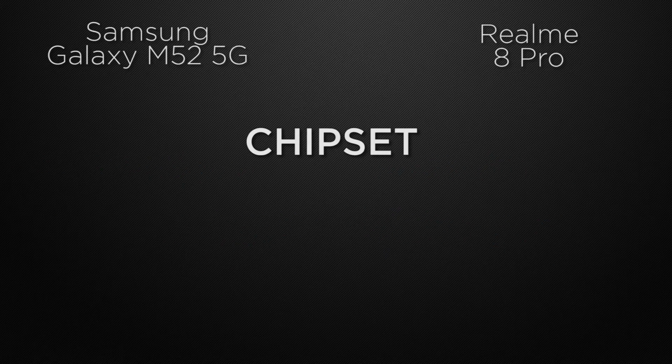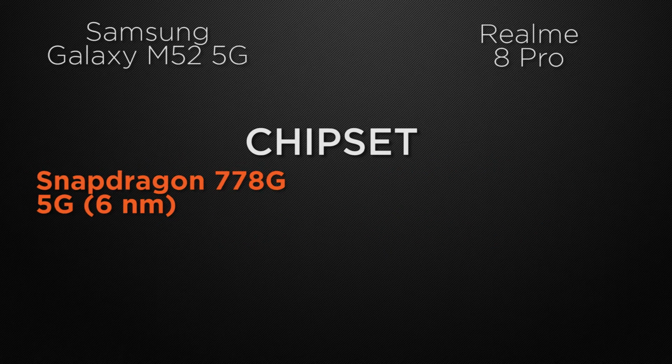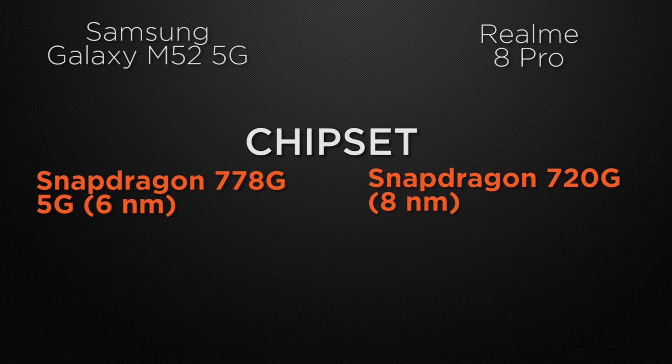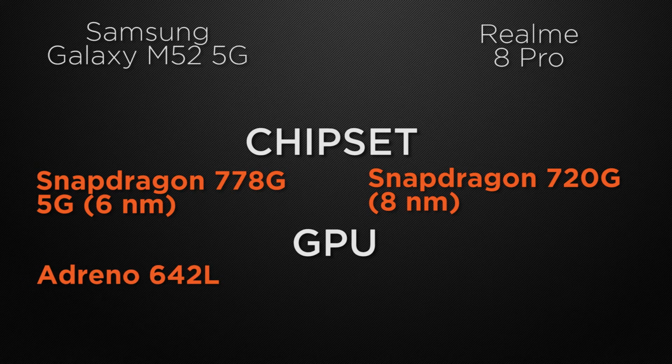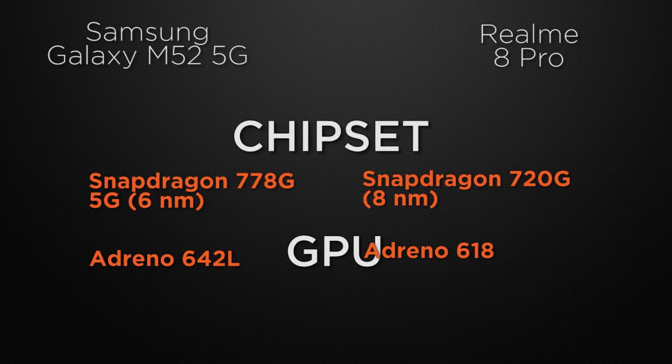Let's talk about the processor of the devices. M52 is powered by Snapdragon 778G based on 6nm processor, whereas 8 Pro is powered by Snapdragon 720G based on 8nm processor. So the winner here is M52 because it have faster processing speed. And about the GPU of the devices, M52 is packed with Adreno 642L, whereas 8 Pro is packed with Adreno 618. So the winner here is M52 because it can give you more FPS in games.